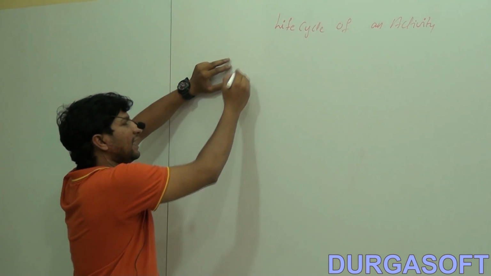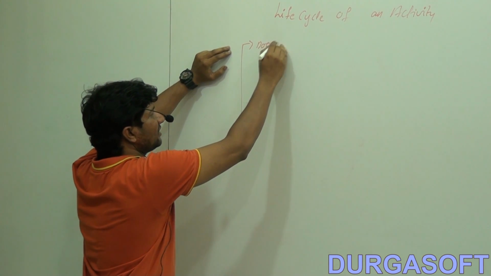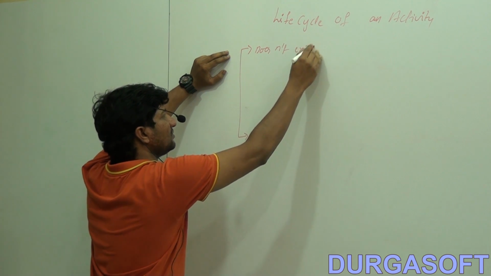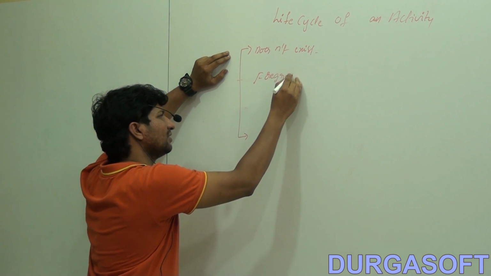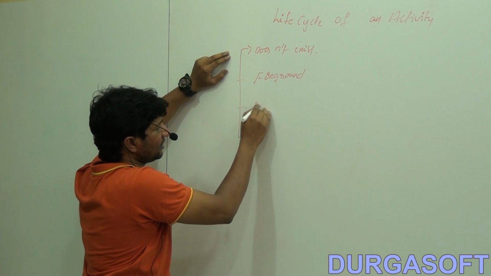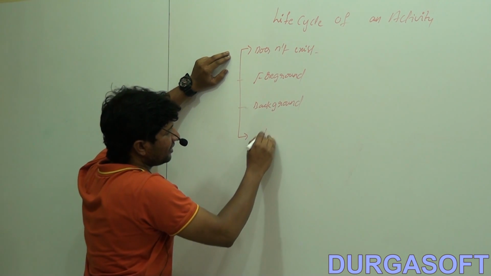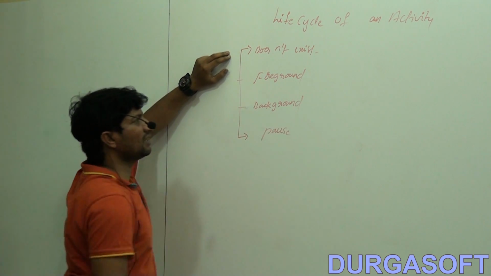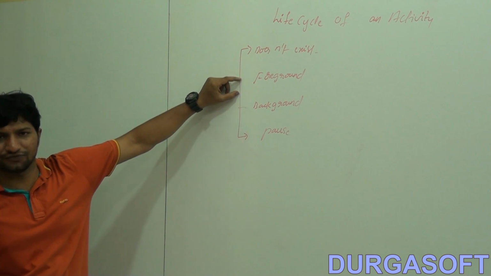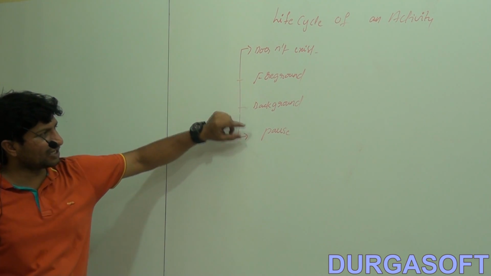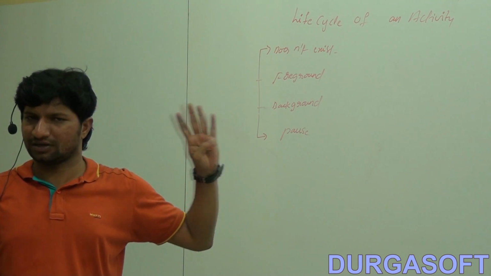An activity has four states. The four states of an activity are: activity does not exist state, activity is in foreground state, activity is in background state, and activity is in pause state. These are the four states of an activity.